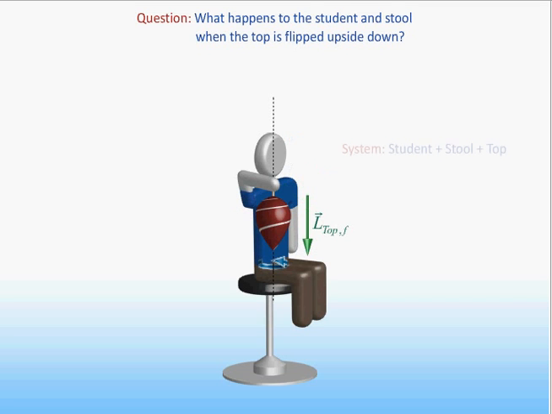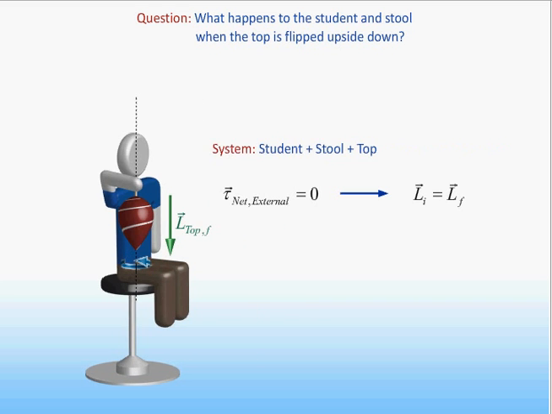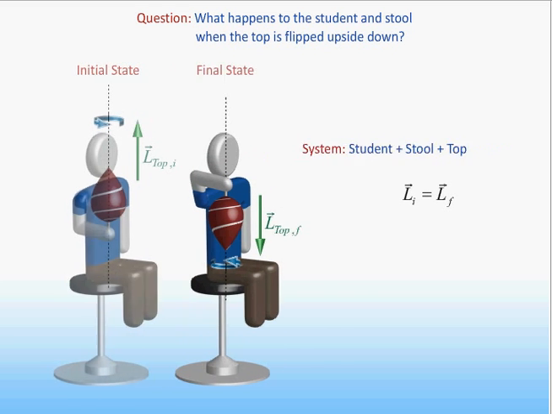In this case, we will choose to define the system to be comprised of the student, the stool, and the spinning top. The only connection this system has to the external world is the bearing about which the stool turns. Since the stool can rotate freely, there are no external torques acting on the system about this rotation axis. Therefore, the angular momentum of the system must be conserved.